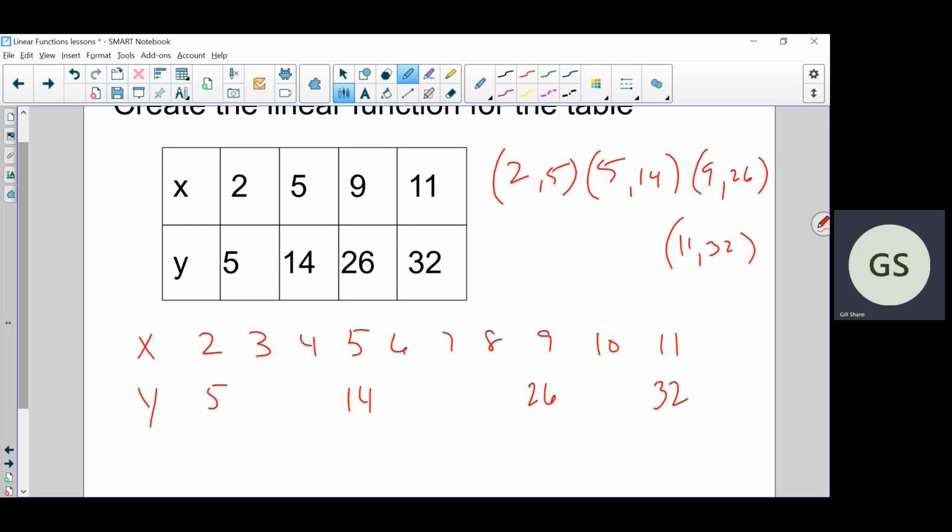What would be the number for 10? What could you add? Try adding a number. 3. So if I add 3, 3 plus 26 is 29. And then 3 more, 29 plus 3 is 32. Perfect.